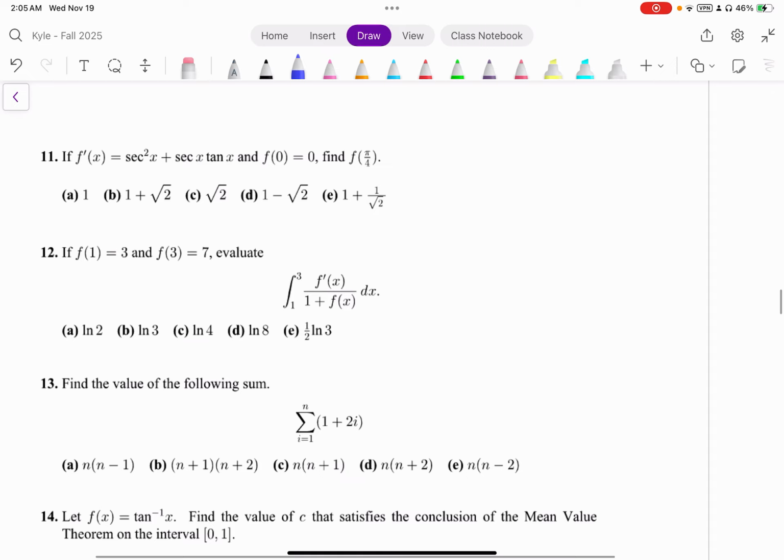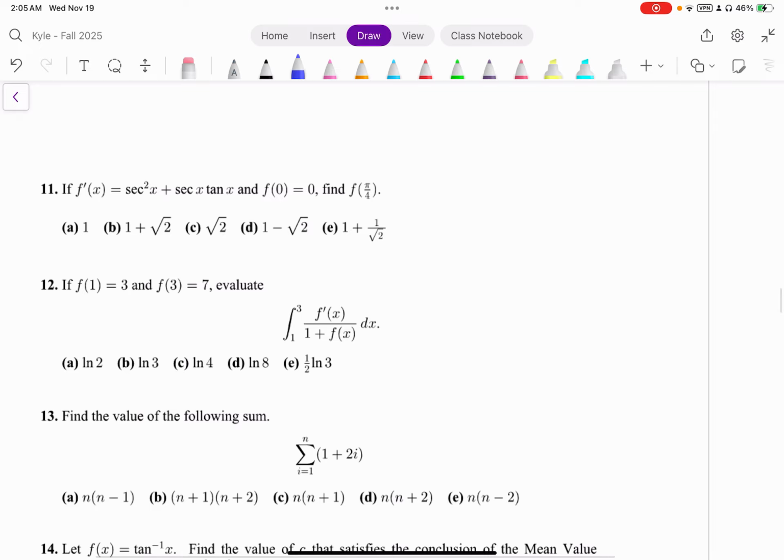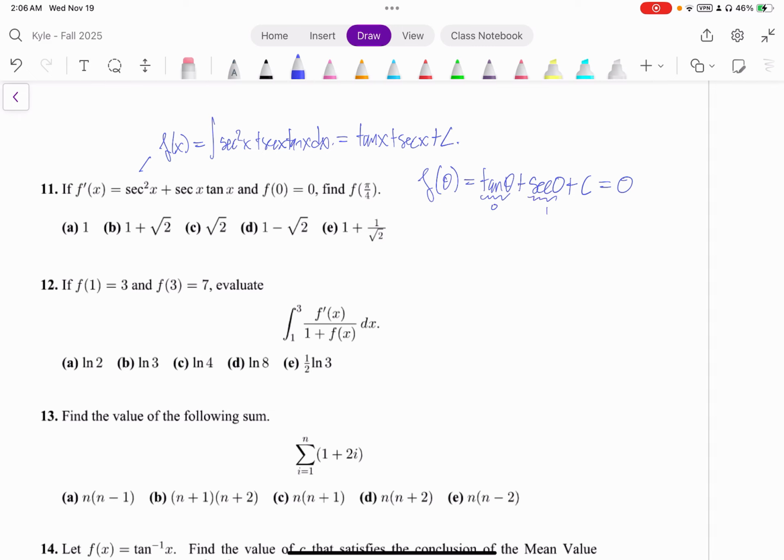If f' is equal to secant squared plus secant x tan x, and f of 0 is 0, find f of pi over 4. So f of x is equal to the integral of secant squared of x plus secant x tan x dx, which is equal to tan of x plus secant of x plus c. Then in that case, f of 0 is equal to tan at 0 plus secant of 0 plus c. We're given that that's 0. Tan of 0 is 0. Secant of 0 is 1. So moving to the other side, c must be negative 1.